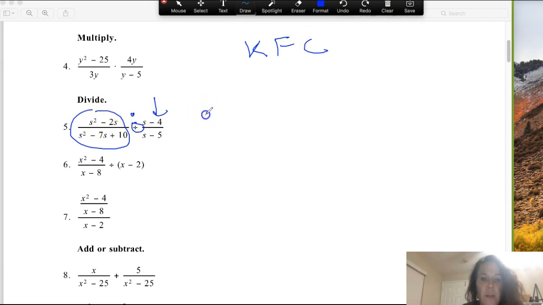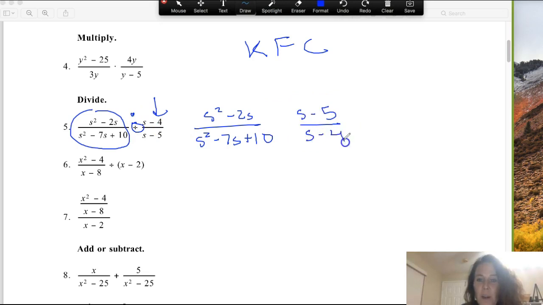We keep this first one, s squared minus 2s over s squared minus 7s plus 10. We flip the second one, s minus 5 over s minus 4. I hate 5s and s's, they look the same. And we change divide to multiply. And there we have it.